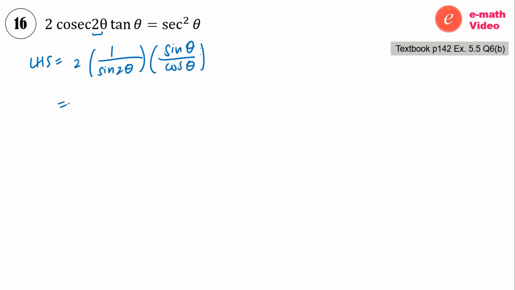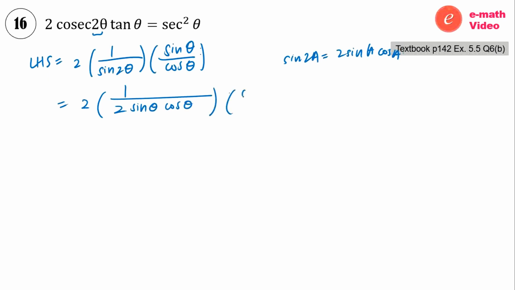Double angle formula: sine 2A equals 2 sine A cos A. Equals 2 times 1 over 2 sine theta cos theta times sine theta over cos theta. You see? Our sine theta and sine theta can cancel. And this 2 and 2 can cancel, equals 1 minus cos times cos square theta equals secant square theta.